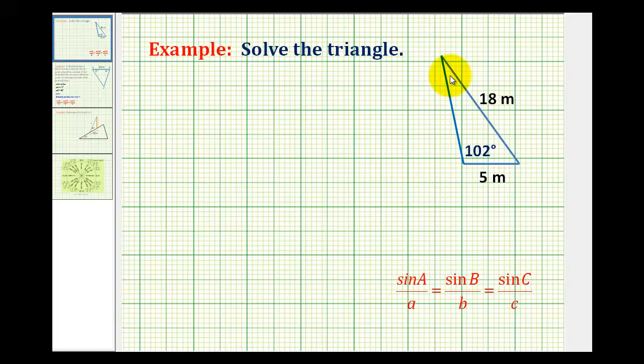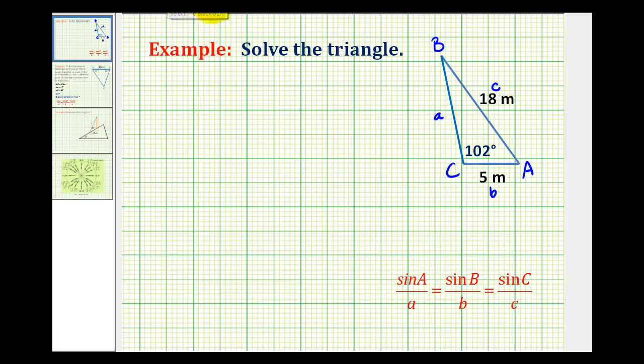In this example, we want to solve the given triangle using the law of sines. So my first recommendation is to label all of the angles and all the sides. So let's go ahead and call this angle A, B, and C. Therefore, this would be side A, this would be side B, and this would be side C.